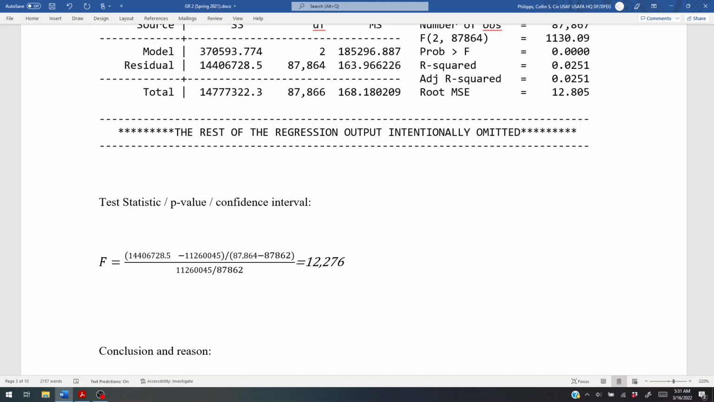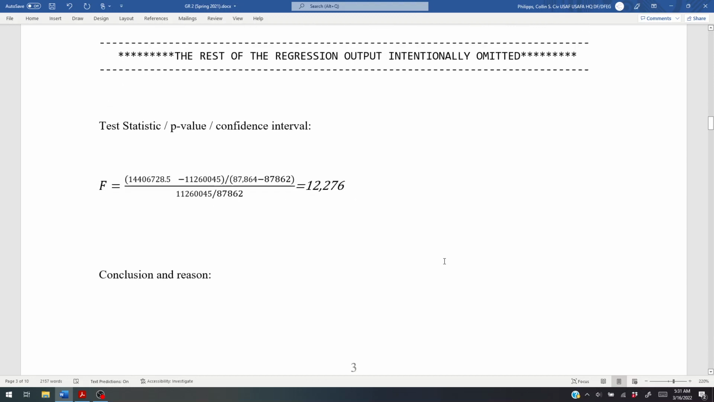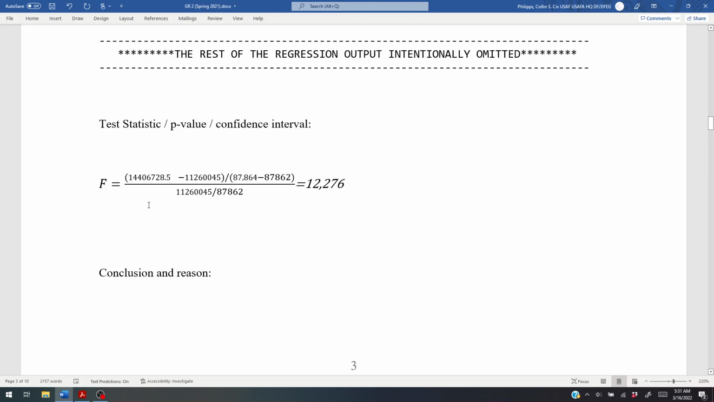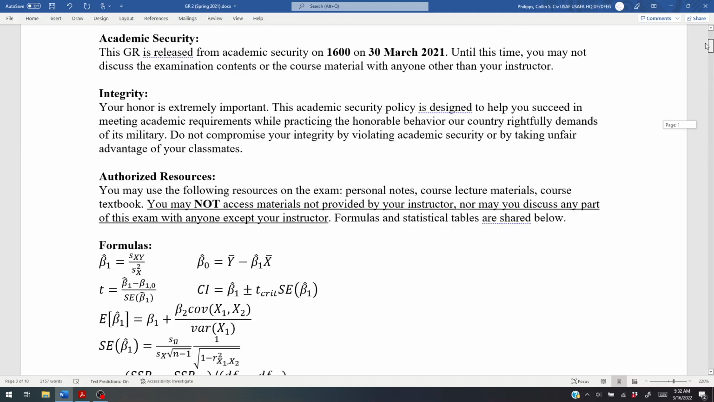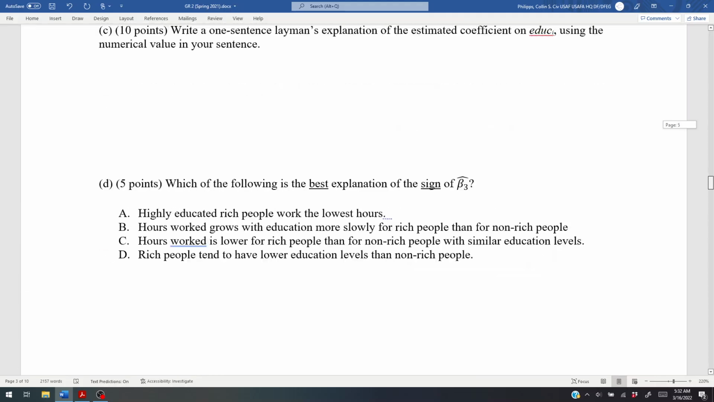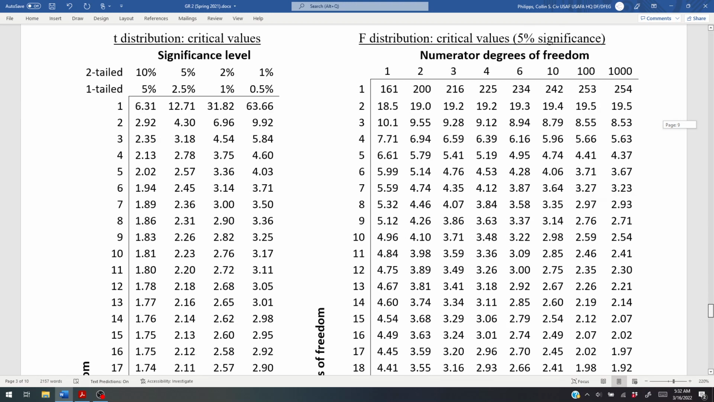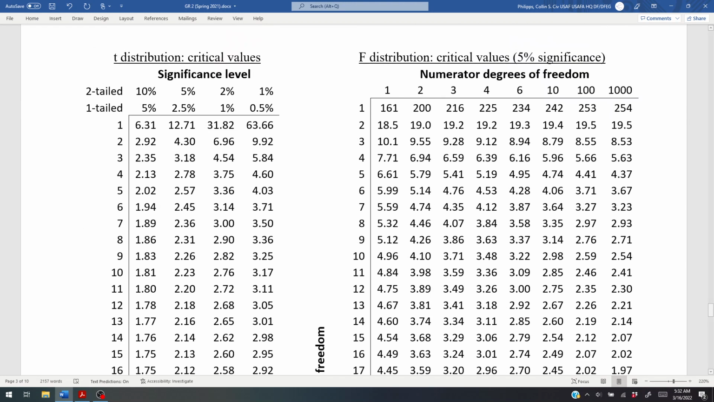So what I need to find out is whether it's big enough to reject the null hypothesis, or whether I need to go and rethink things. Conclusion and reason. Well, where could I find out whether this is big enough to reject the null hypothesis? Somewhere in here there must be a table, right? I need critical values. Sure enough, go all the way to the end. Here it is. F distribution, critical values, 5% significance.